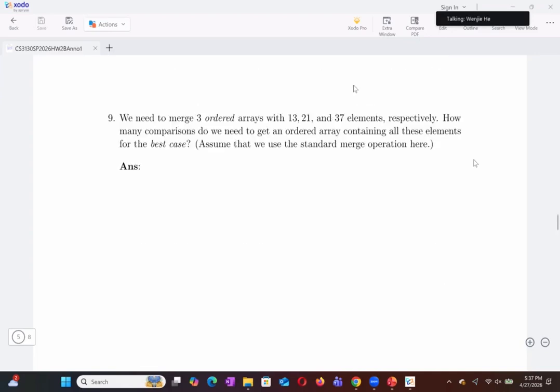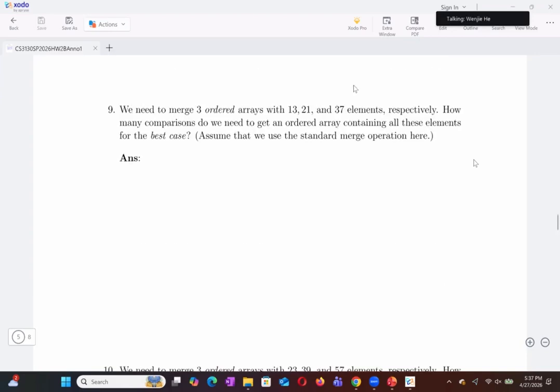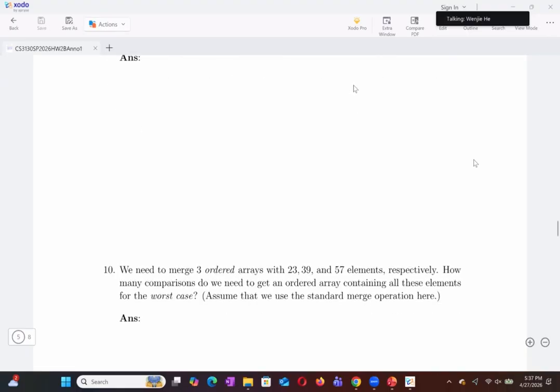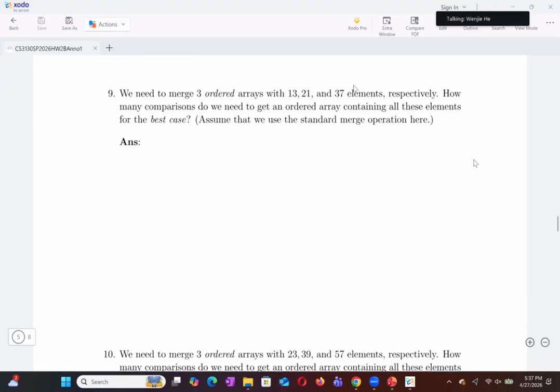I want to talk about these two questions. Explain number 9, number 10. My intention: what is the right way to solve these two problems? They are similar.